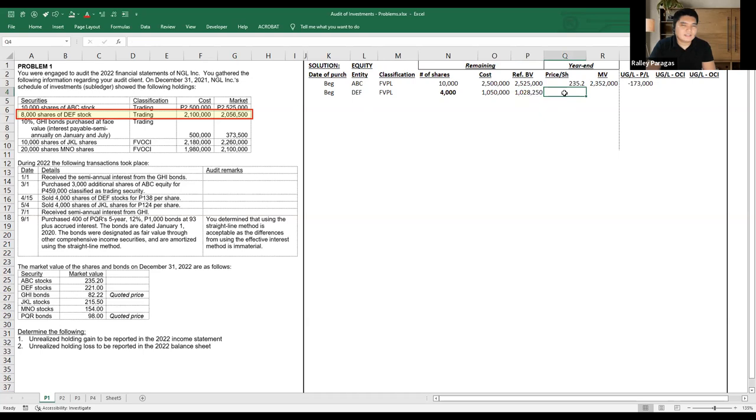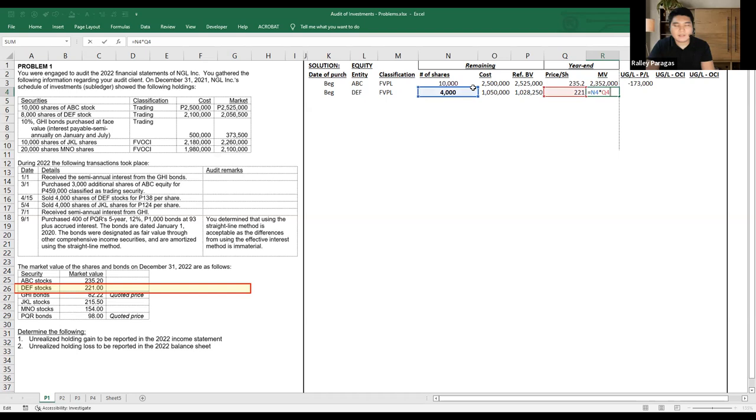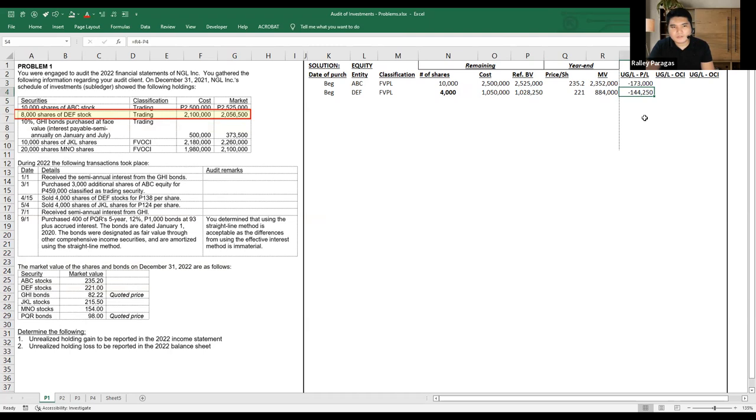Since we're here, let's get the price per share. How much is your price per share of DEF below? There, 221 pesos. Same computation: multiply the price per share by the remaining number of shares to get the current market value of your holding in DEF. And then same drill: you get the current market value less the reference book value, which is half of the previous market value because you disposed of half of your holdings. So that's negative 144,250 as the unrealized holding loss for DEF.